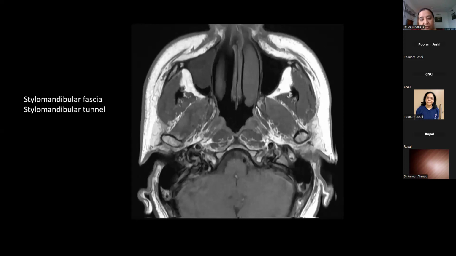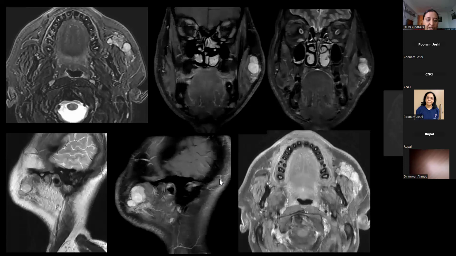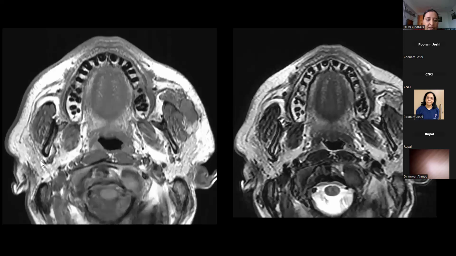Is that fine? Should I teach the intratemporal part also? Yes, Dr. Vasundhara, please. So this was, just imagine this is a T1 weighted image and we can see the nerve so well. Same happens with a T2 weighted image. Any scan you take and you will be able to see the dot. See this dot.